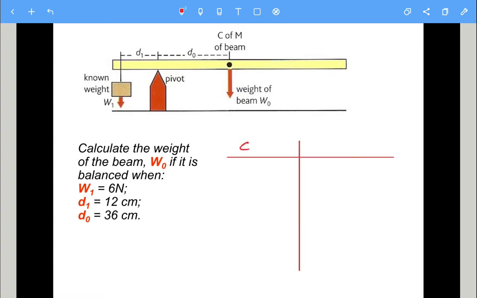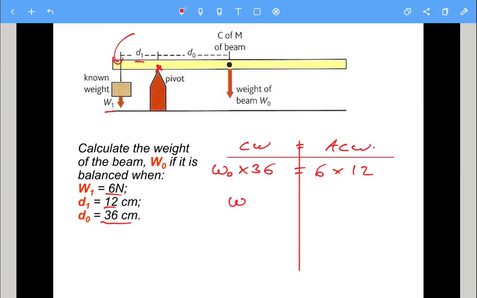Right, so let's go. Let's make our little table. I'm going to say the sum of the clockwise moments must equal the anti-clockwise moments. So clockwise, we're going to take moments from our pivot. So it will be the weight of the beam times distance 0, which is 36. So I'm going to write weight of the beam, which is W0, times 36. And that'll be equal to the anti-clockwise moment, which is this way. So that'll be weight 1 times D1. Weight 1 is 6 newtons, times distance 1 of 12 centimetres. So 6 times 12 is 72.